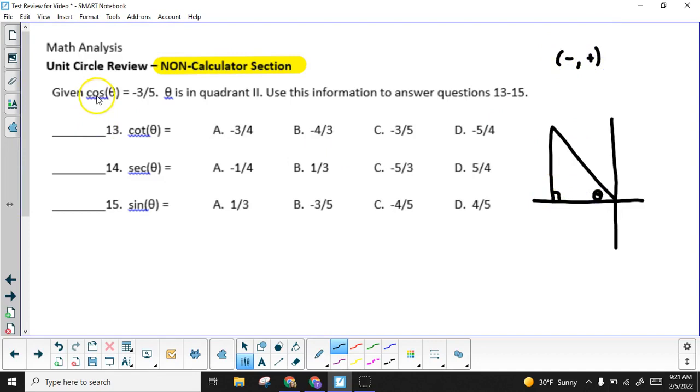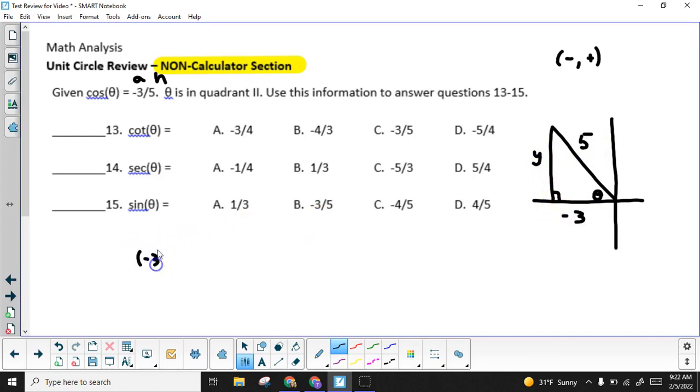In quadrant 2, of course, we know that our x value is negative and our y value is positive. Since we have cosine, that is our adjacent over our hypotenuse. Adjacent is, of course, our x value, so that is a negative 3, and our hypotenuse is 5. So we need to find our y value. Since we have a right triangle, we can use the Pythagorean theorem.